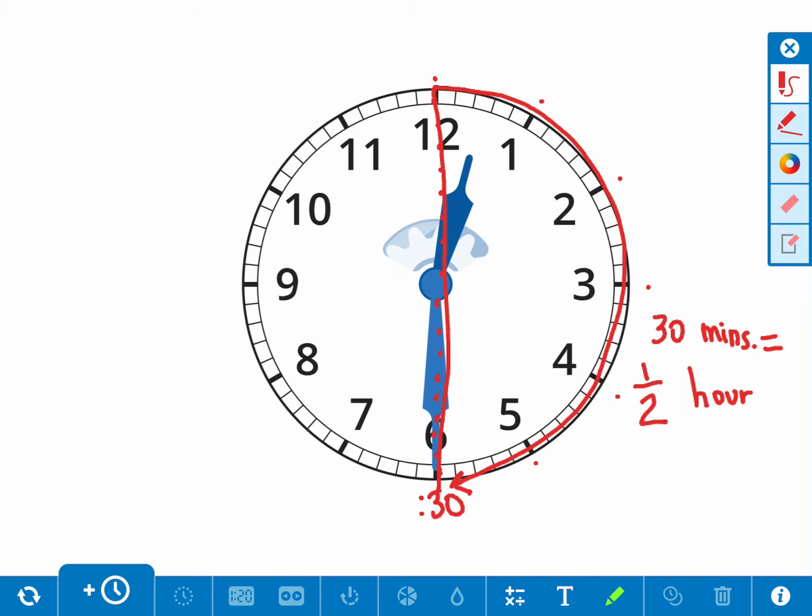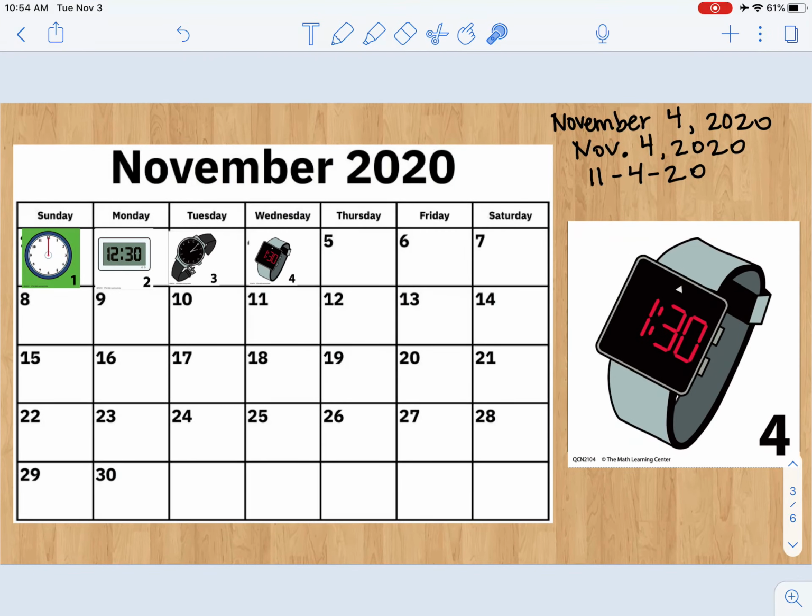Pretty cool. So that means that we are going to see how much time has passed from 12 o'clock to 12:30, because part of our observation chart will be figuring out how much time has passed from clock to clock. So as we said, 12 o'clock to 12:30 showed a difference of 30 minutes or a half hour. And we added 30 minutes to the 12. So I'm going to do a plus sign because we added 30 minutes.